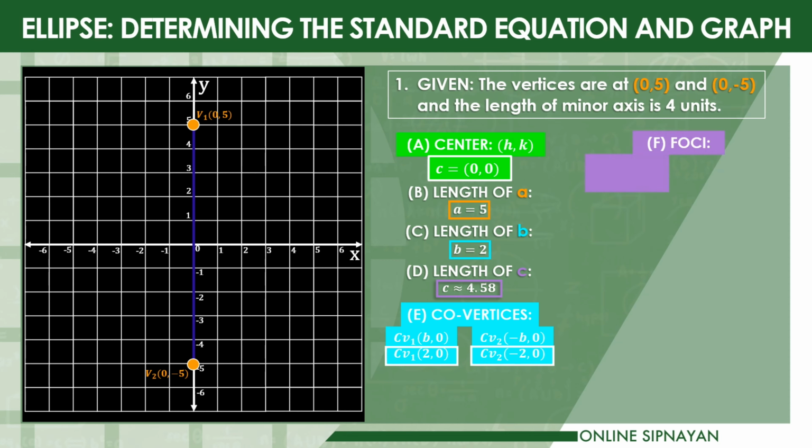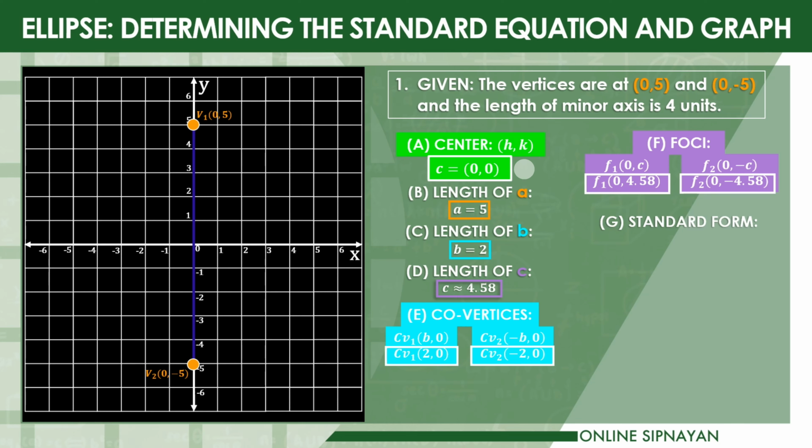Next is the foci. From the summary table, case number 2, we'll have focus 1, which is at (0, c). So substitute the value of the length of c, and we'll have focus 1 at (0, 4.58). Same with focus 2, which is at (0, negative c). Substitute the value of the length of c, and we have focus 2 at (0, -4.58). Let's proceed in getting the standard form.